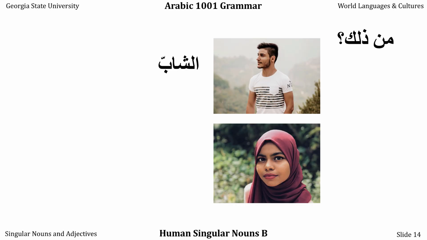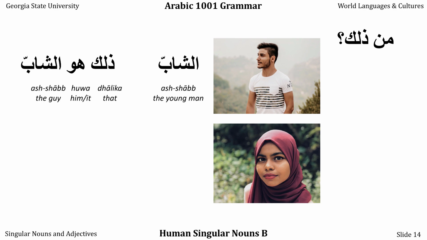Man dhalik. Who's that? And our answer is ashab. Ashab means the young man, a person between roughly the ages of 15 and 30 and unmarried. Once you're married, you're a rajul. So ashab is the young man. We're going to say dhalik huwa ashab. That is him, the young man or the guy. We could say that is the young man.